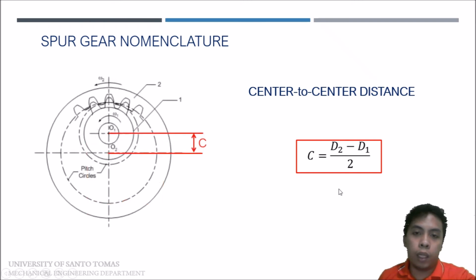In calculating the center to center distance of an internal gear, like this one: an internal gear is one where the teeth are on the inside. So it is calculated by subtracting the diameter of the driving gear from the diameter of the driven gear. It is also divided by 2.